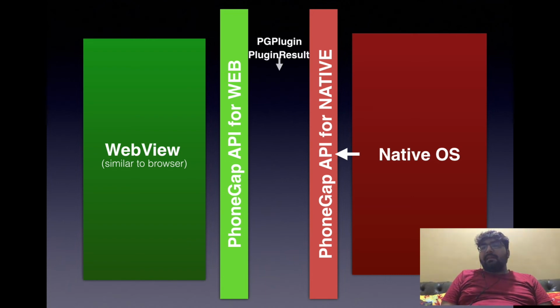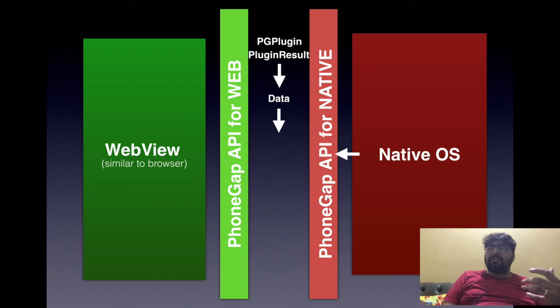This can be done by two of the classes that are defined in the PhoneGap API for native. So those two APIs are PG plugin and plugin results. Whenever the plugin executes, like let's say if you're executing a camera and you've clicked a few pictures, you might want to send back the binary large object of the image, or even maybe the URL of the image where the image is stored in the storage.